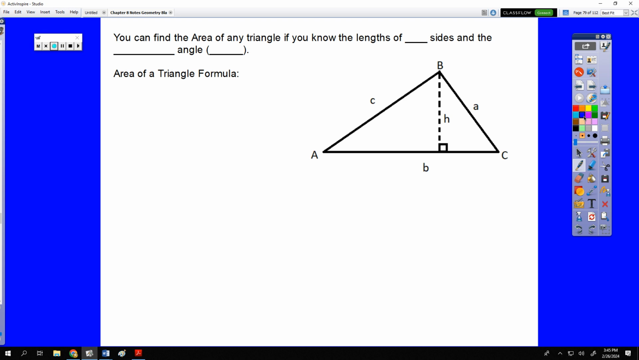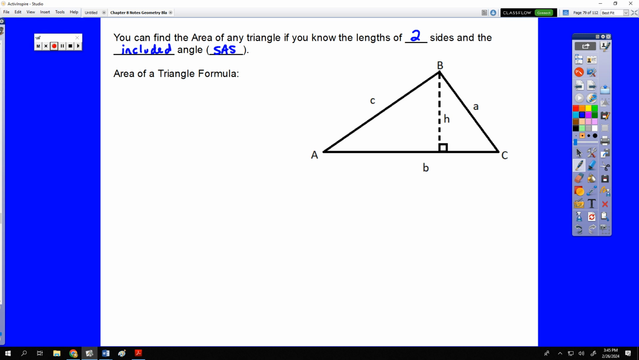You see, you're actually able to find the area of any triangle if you know the length of any two sides and the included angle, which means if you know side, angle, side information, you can find the area of the triangle. Now, this does take a little bit of abstract algebra to explain, so I'm going to do the best that I can.